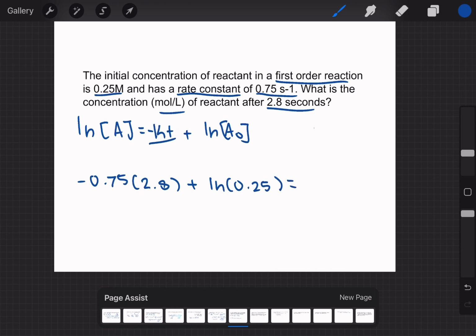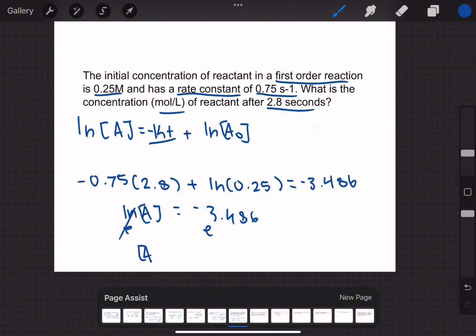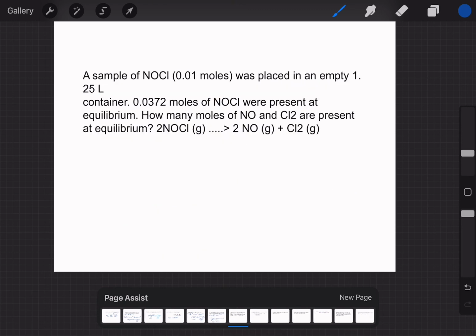And that's going to go ahead and give you 3.486. But you're not quite done yet, if I'm correct. You're going to take natural log of A, that should equal negative 3.486, and then proceed to put e on each side. So you have A alone, which should just give you A brackets equals 0.0306 molarity, and that should be your answer. Okay, on to the next question. I'm going to give you a moment to try it on your own.